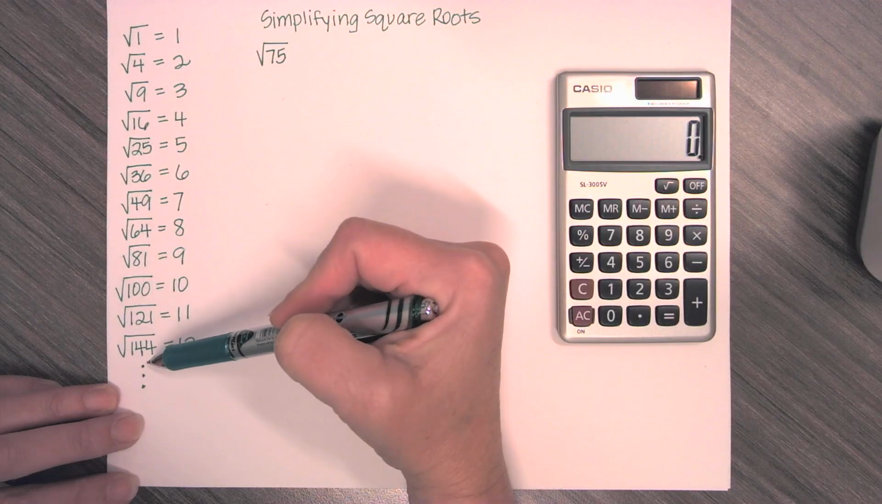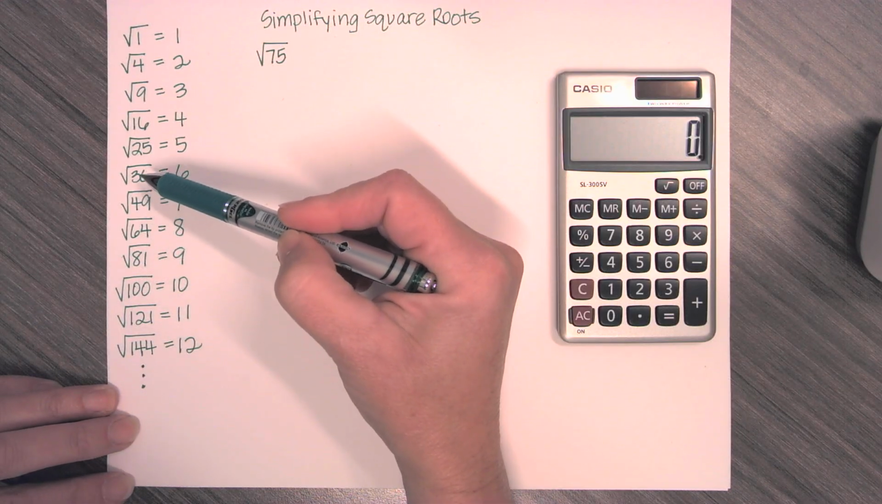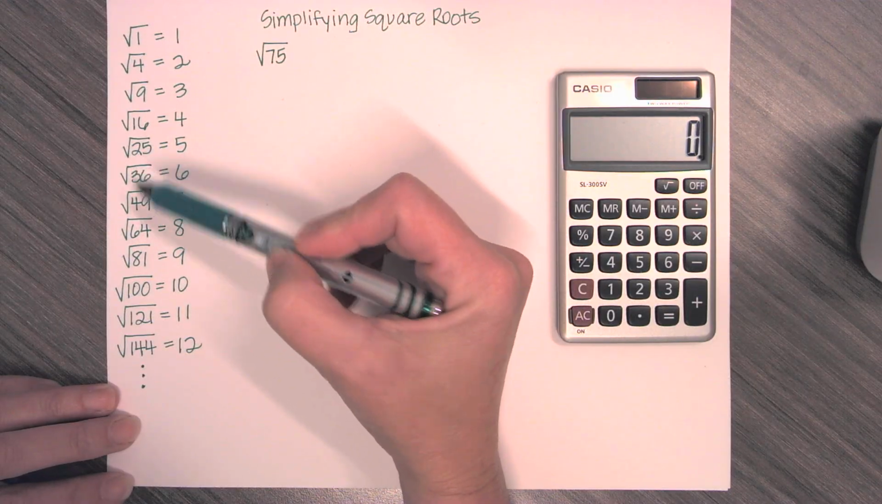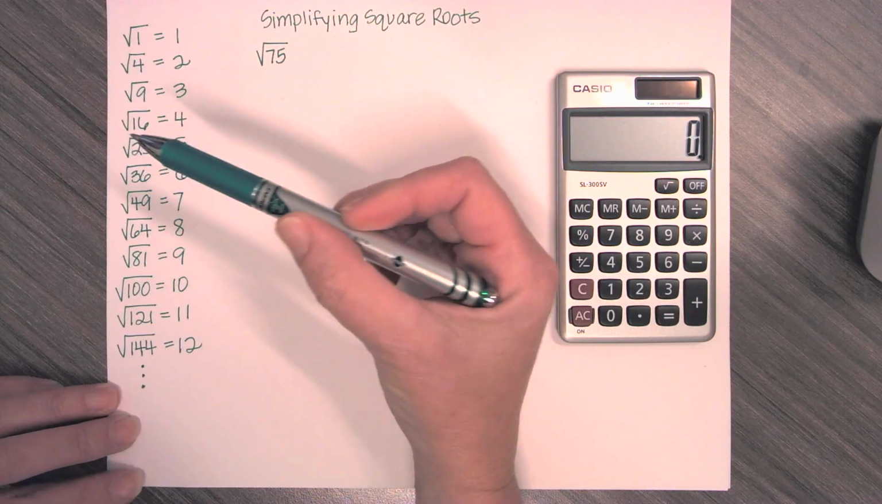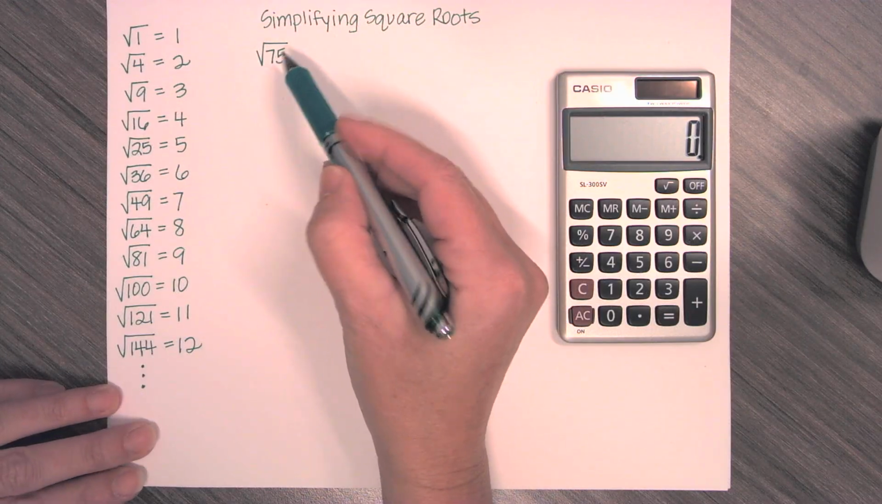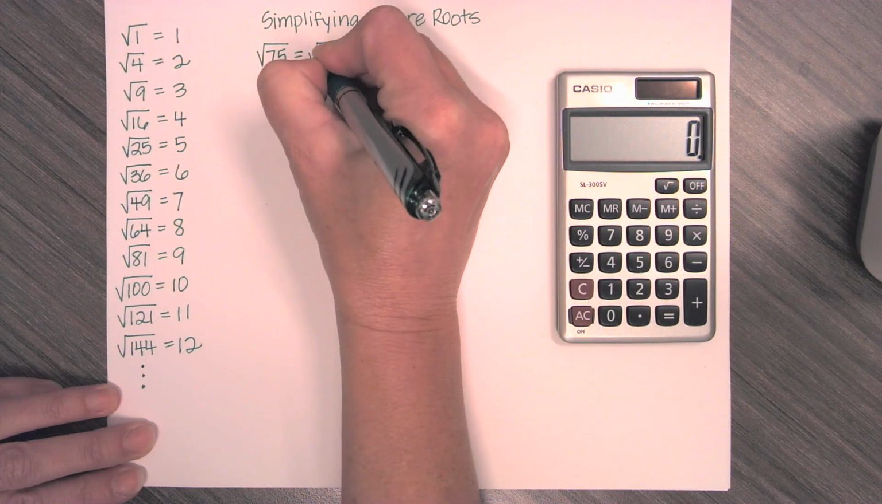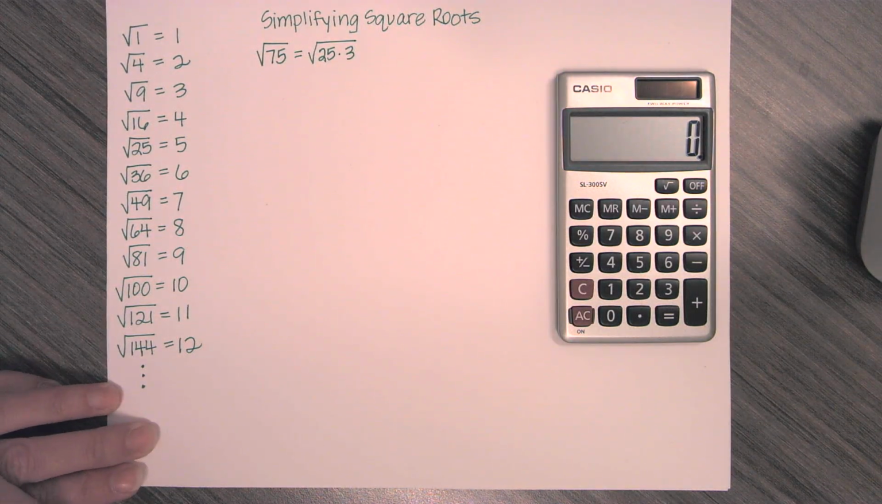So I always start from down here, and I'm looking for a number that will divide evenly into 75. And you can use your calculator for this if you want to, but many of you will recognize 25 as a number that divides evenly into 75. And 25 goes into 75 3 times. So we're going to break 75 down to 25 times 3.